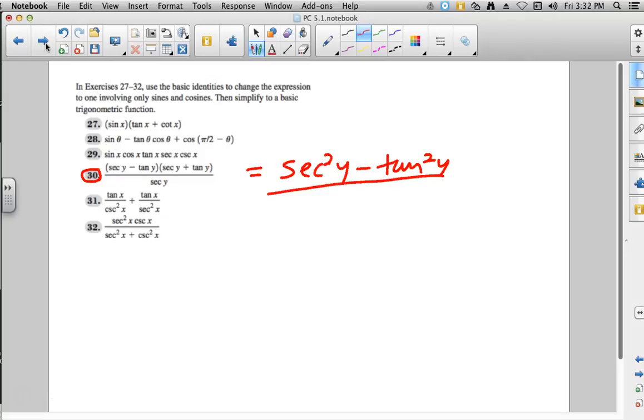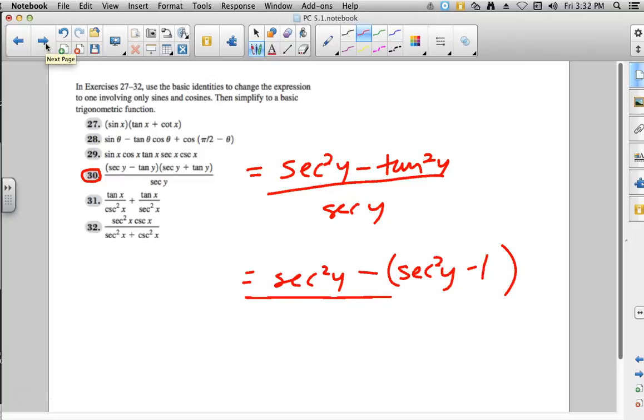And I get here and I think, okay, I sure do have a lot of secants going on there. If I could just get rid of that tangent squared y, so secant squared y minus, and what can I replace tangent squared y with? Well, I can use the Pythagorean identity for that, and that would be secant squared y minus 1, over secant of y.